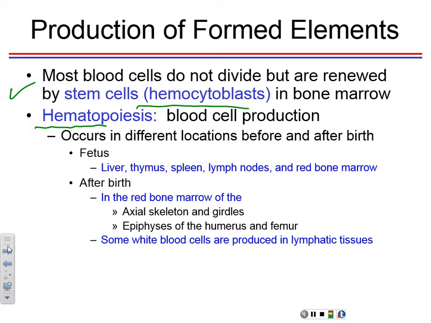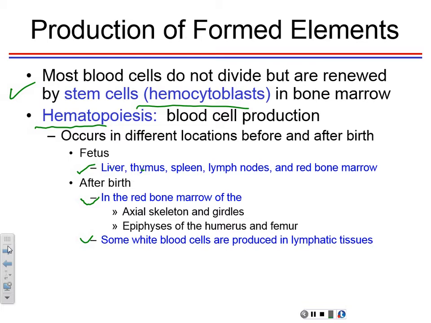But when you grow up, the function of producing blood cells shifts. It's mostly in red bone marrow, and you don't even have red bone marrow all over the place anyway. So in the fetus, it's liver, thymus, spleen, lymph nodes, everywhere, red bone marrow. And it makes sense that after birth it will shift, especially to the pelvic girdle, especially the ilium, where you have a lot of red bone marrow. The rest of the bone marrow is yellow, which is pretty much fat storage. And some white blood cells are produced in lymphatic tissue.